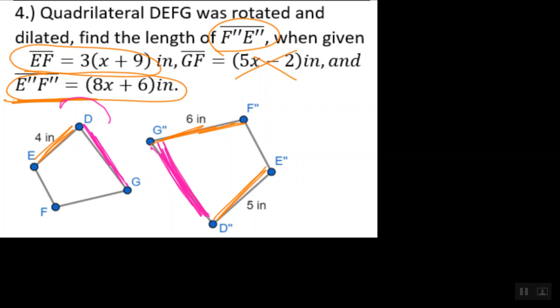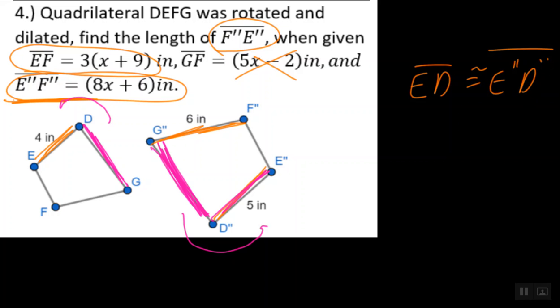I put them in purple. And as we go counterclockwise, notice the next thing we hit is D double prime, E double prime. So we can say something like this. On some level, we could think of this as ED is congruent to E double prime D double prime. However, notice it's also been dilated, so we have to multiply this by our scale factor. How do we find our scale factor? We simply do 5 divided by 4. So we could say this: 5 over 4 times the length of ED.